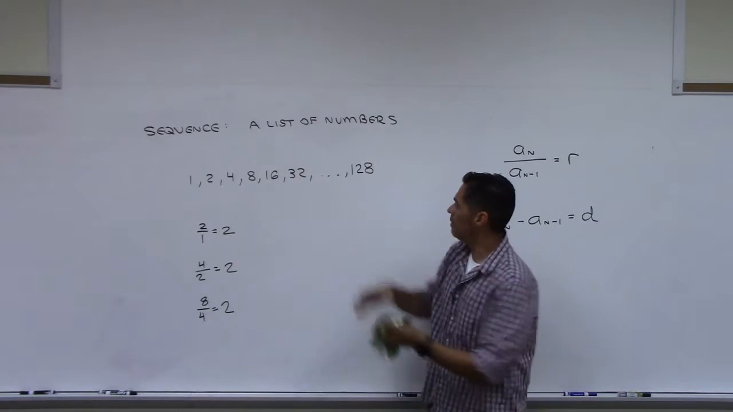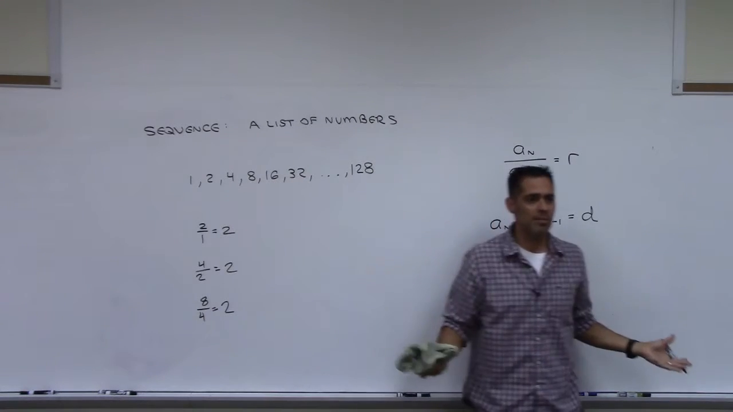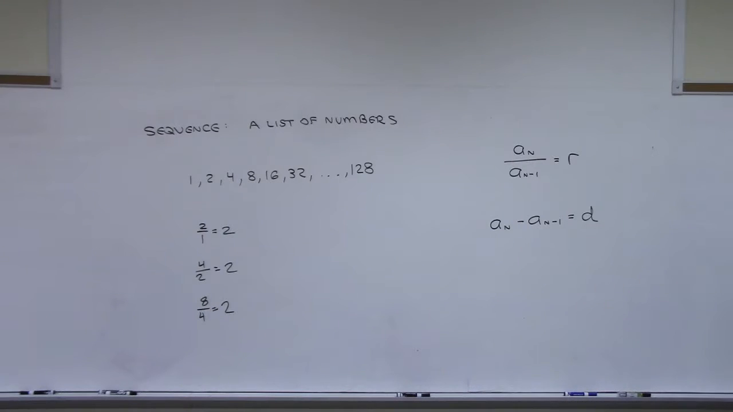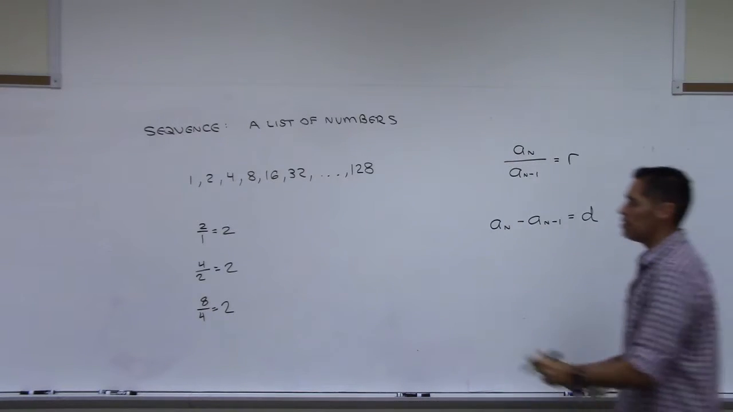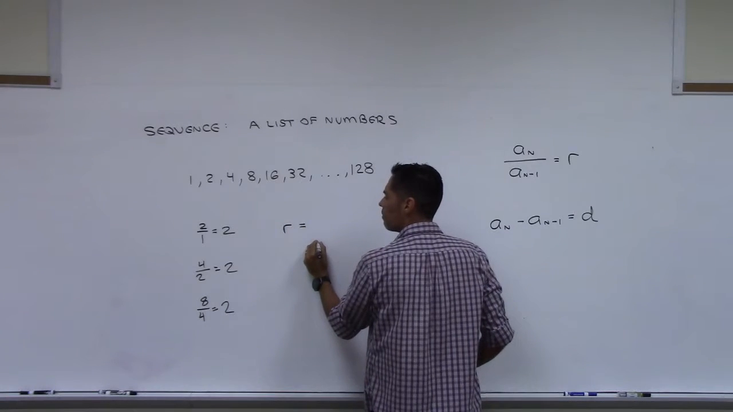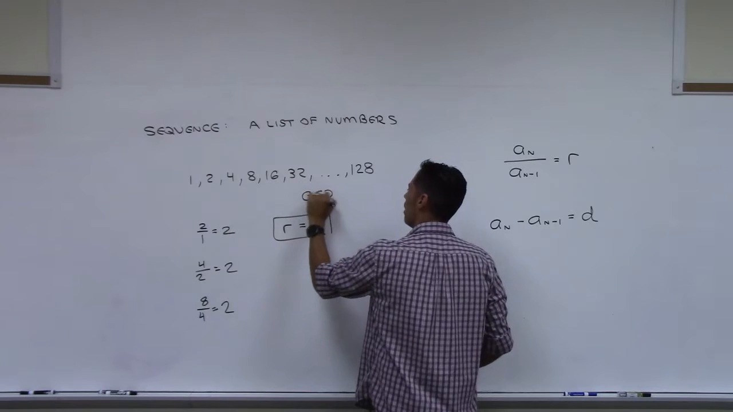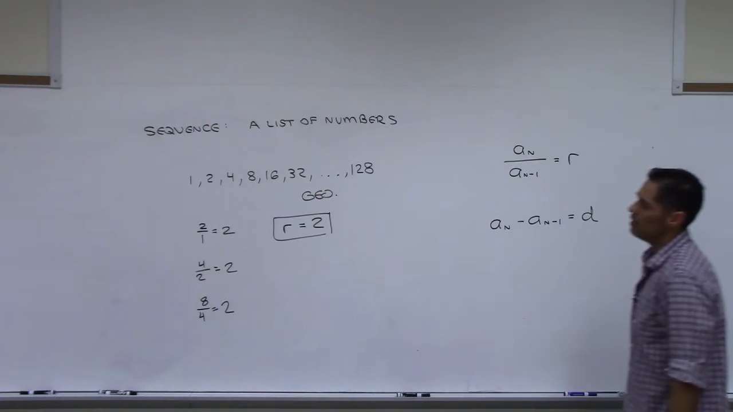I'm just grabbing any one of these and dividing it by the one in front of it. Are you going to get the same number every time you do it? Yes. So this appears to be geometric with r being what? 2. r is 2. So I'm going to put geo. This is a geometric series, and r is 2.